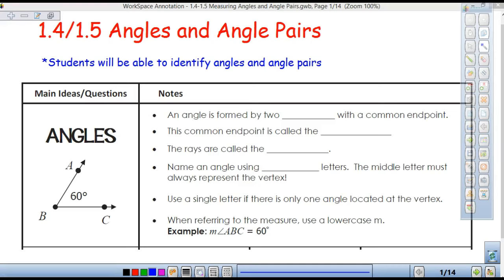An angle is formed by two rays. The common endpoint is called, well, what's this called? The vertex.